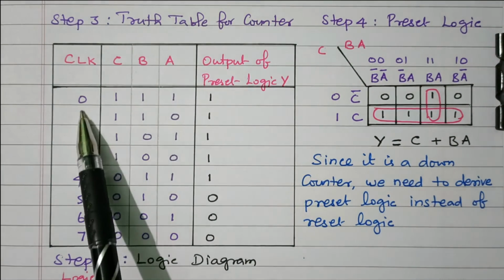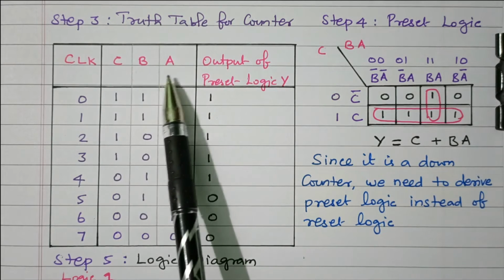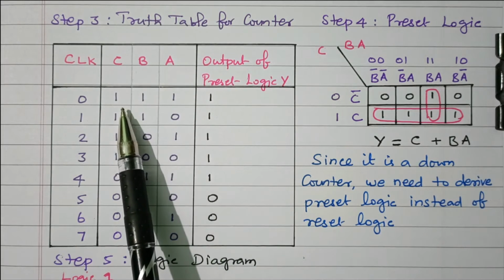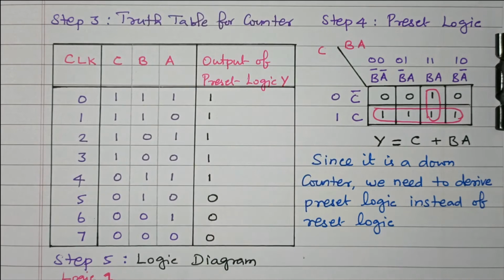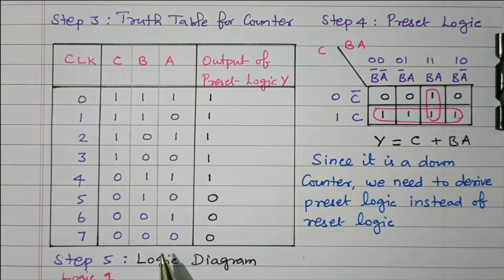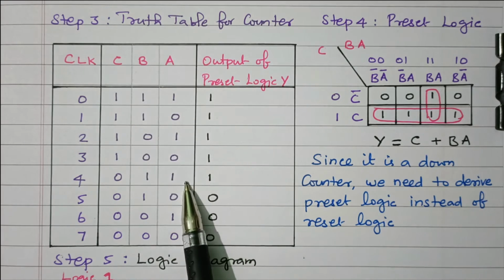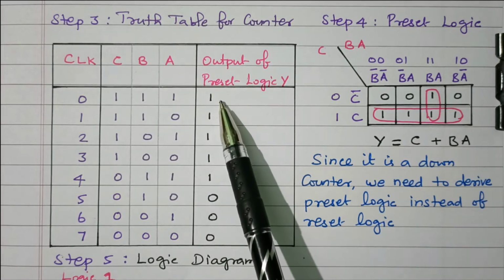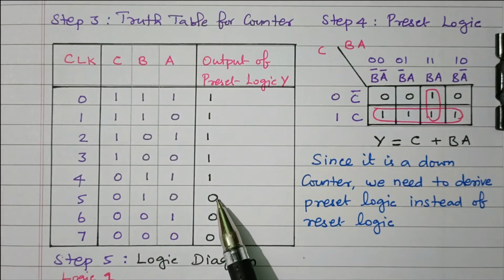This is the clock pulse available. C, B, A: C is the MSB, A is the LSB. It's a down counter, so it is written in reverse order, n to 0: 111, 110, up to 000. Normally we write from 0 to n, here n to 0. In this, the first 5 states are needed based on the state diagram. So the first 5 states are 1, and the remaining are 0.